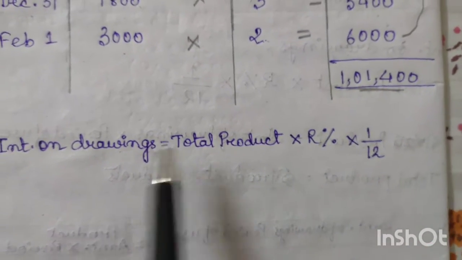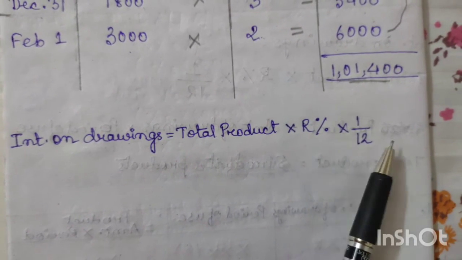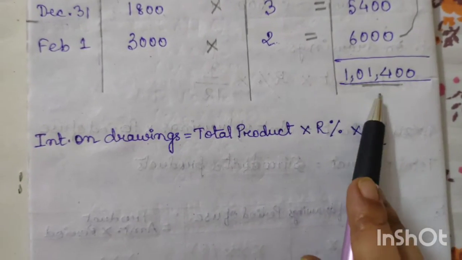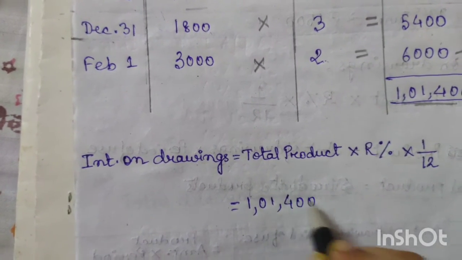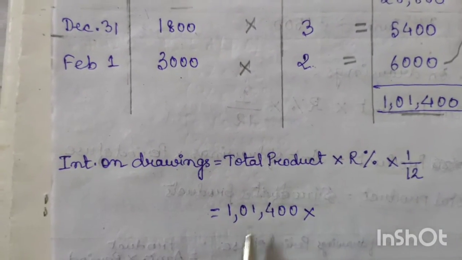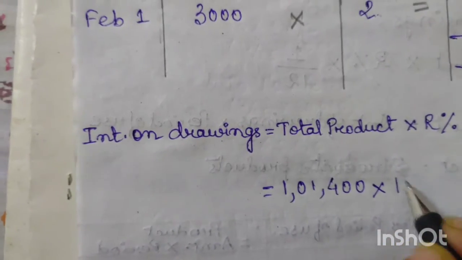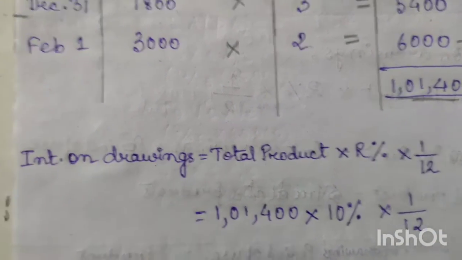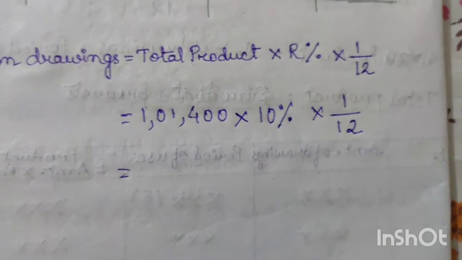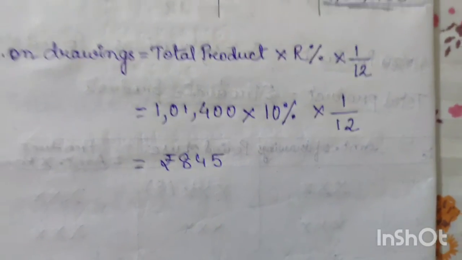Now come to the formula. Now what is the formula? Interest on drawings is equal to total product into rate percent into 1/12. Now in total product, how much we got? 1,01,400. Okay. Into, according to the question, what was our rate percent? Our rate percent was 10% per annum. So it will be 10% into 1/12. Now if you make the calculation, you will get rupees 845 as interest on drawings.